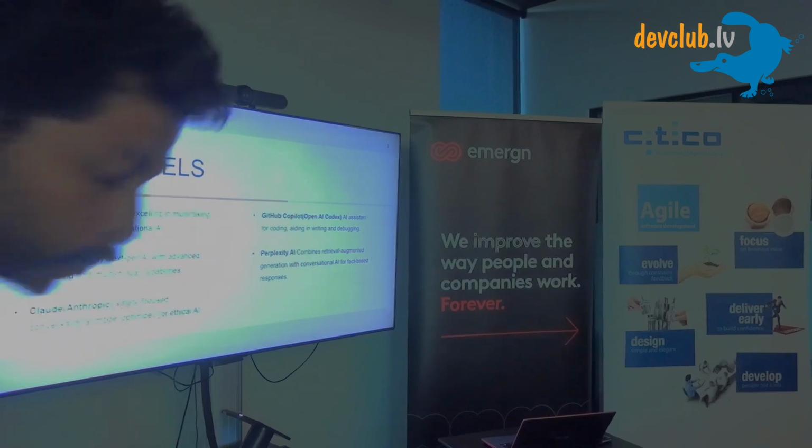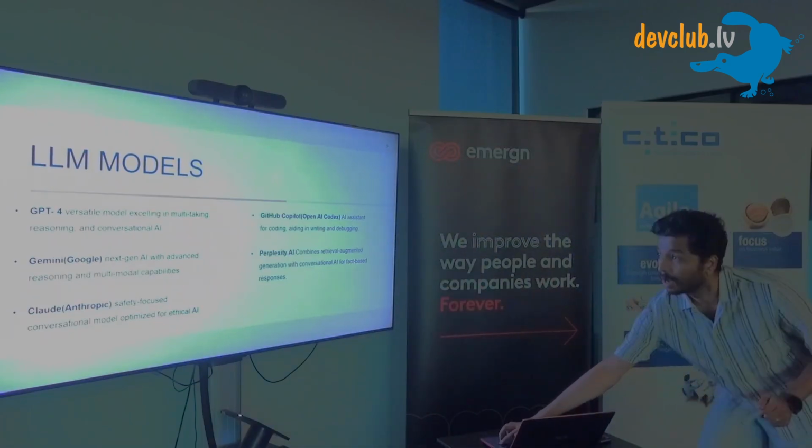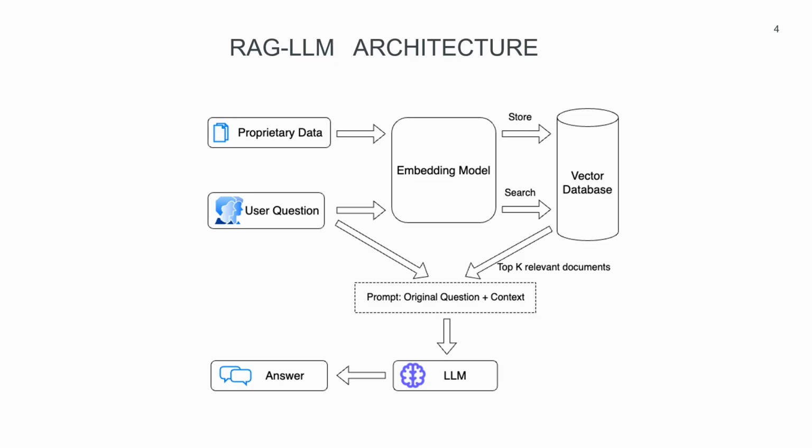So let's see how the architecture looks. This is how it looks. We have proprietary data. What I mean by proprietary data is, if I am running a travel agency, I will feed a list of all the destinations to this embedding model, which will be stored in the vector database. When the user asks questions, my model will think, okay, I am a travel agent, and I need to answer those questions acting as a travel agent.